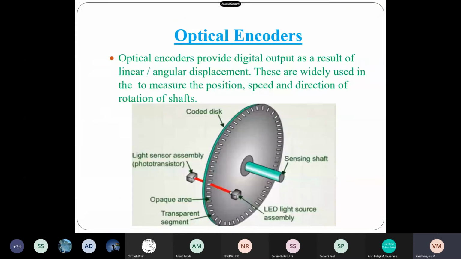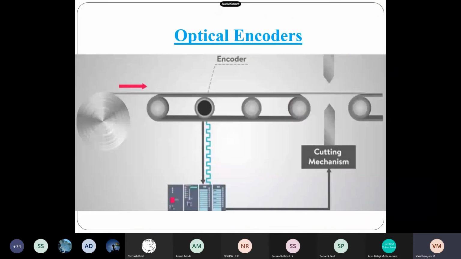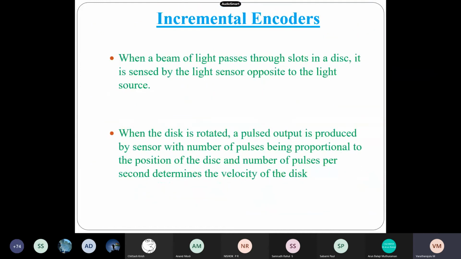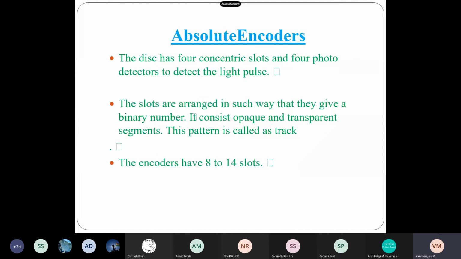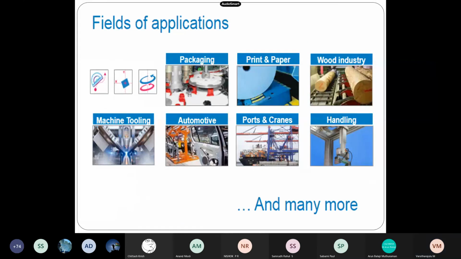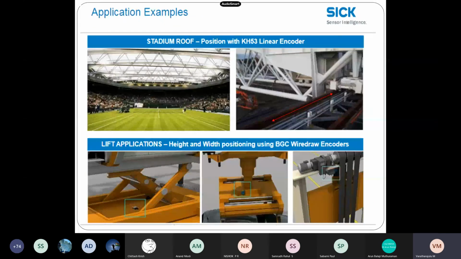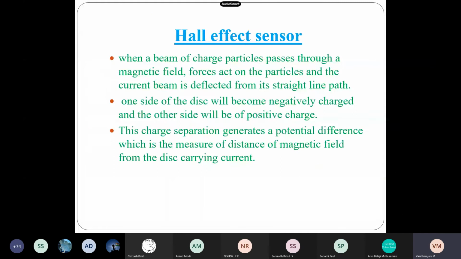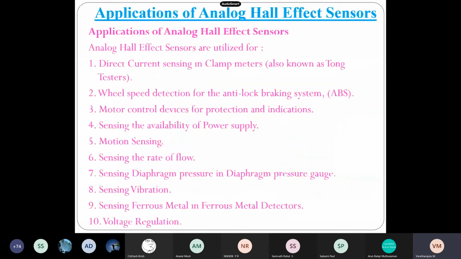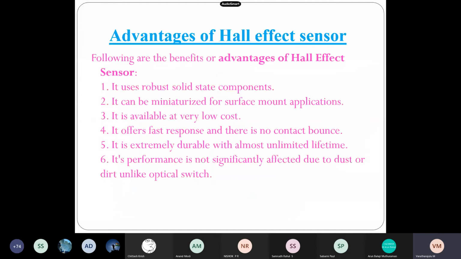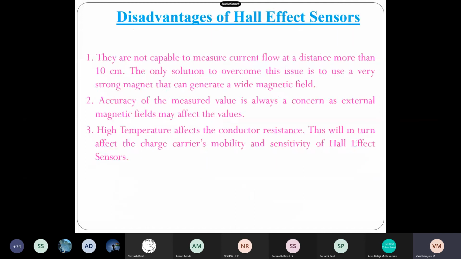We will talk about optical encoders and the incremental encoders, absolute encoder, and the application of these encoders, and Hall effect sensors, and various applications, advantages and disadvantages of these Hall effect sensors.